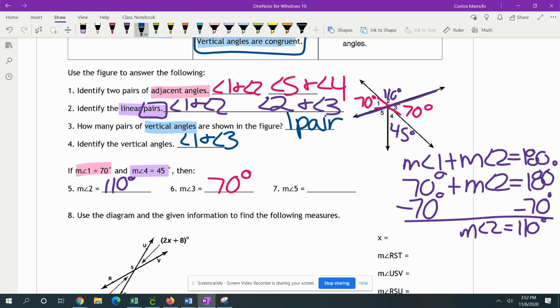Now, if you recall, I did tell you guys that these three angles here are not a linear pair, but they do make a straight angle. All three of these make a straight angle together. So that means 70 plus this one should equal 180.